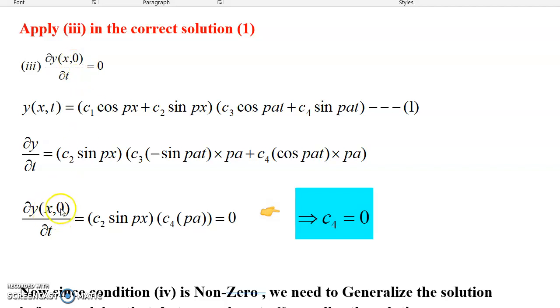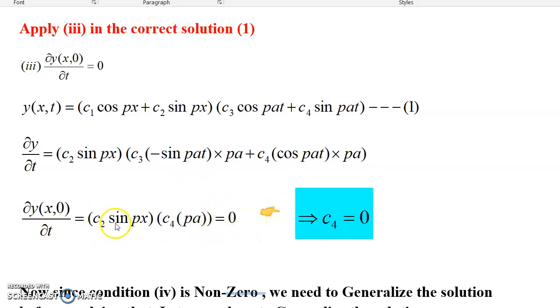Now substitute dou y by dou t at x comma 0. What is the meaning of x comma 0? The second coordinate is t. So for t you have to put 0. When you put t equal to 0 here, what do you get? Here sin 0 is 0, cos 0 is 1. So the final answer here will be C4 pa equal to 0.